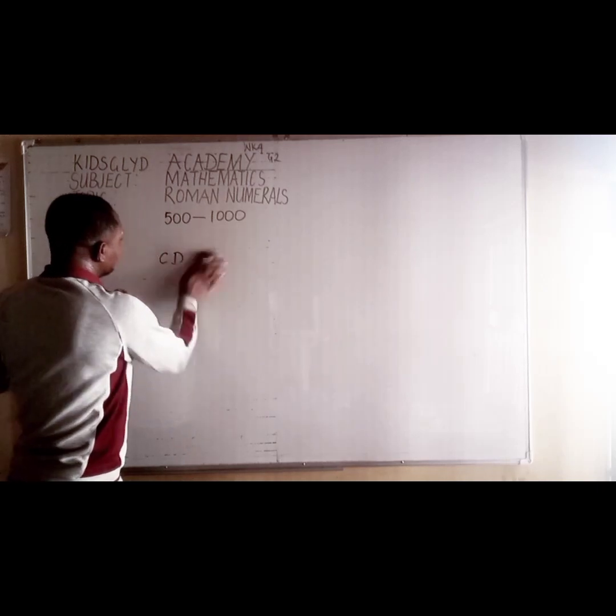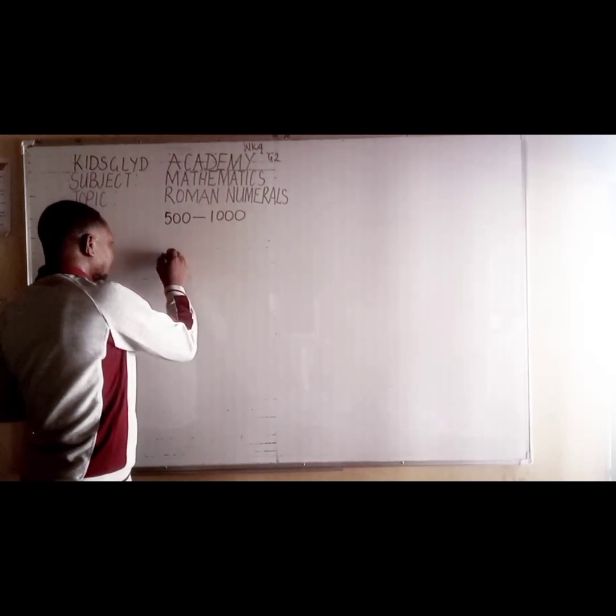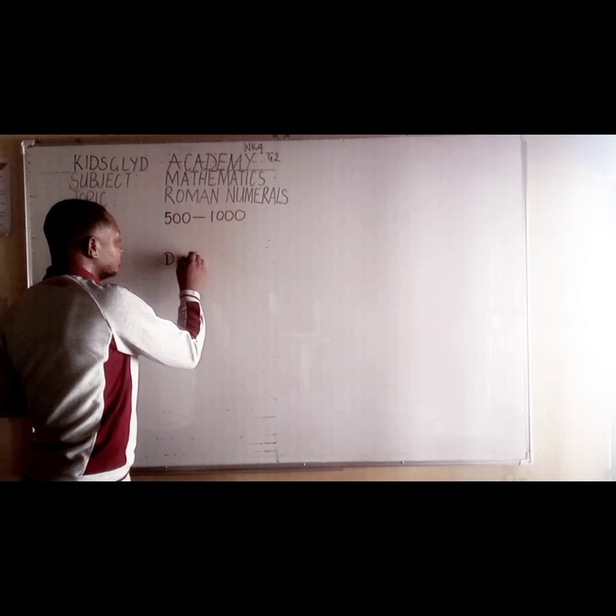Now, let's start from 500. This is our 500. D is for 500.